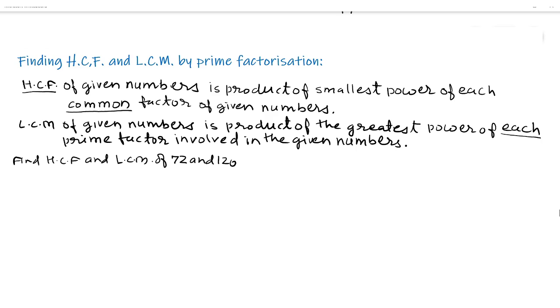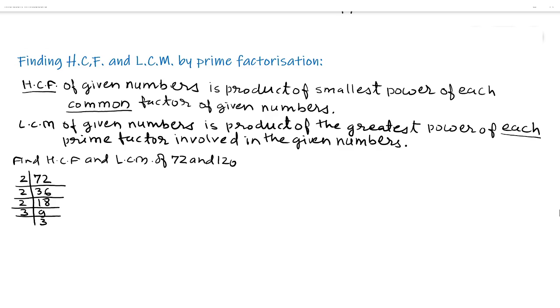So first we take HCF. We first prime factorize 72 and 120. So 72 we are factorizing. We divide 72 by 2. This gives 36. We again divide it by 2. This gives us 18. We further divide it by 2. This gives us 9, and 9 is divided by 3. This gives us 3 and 3.